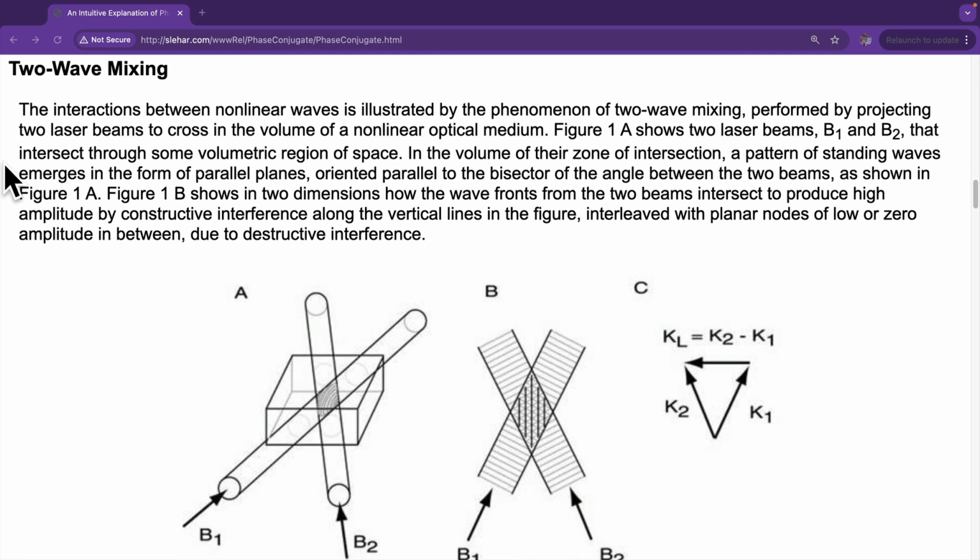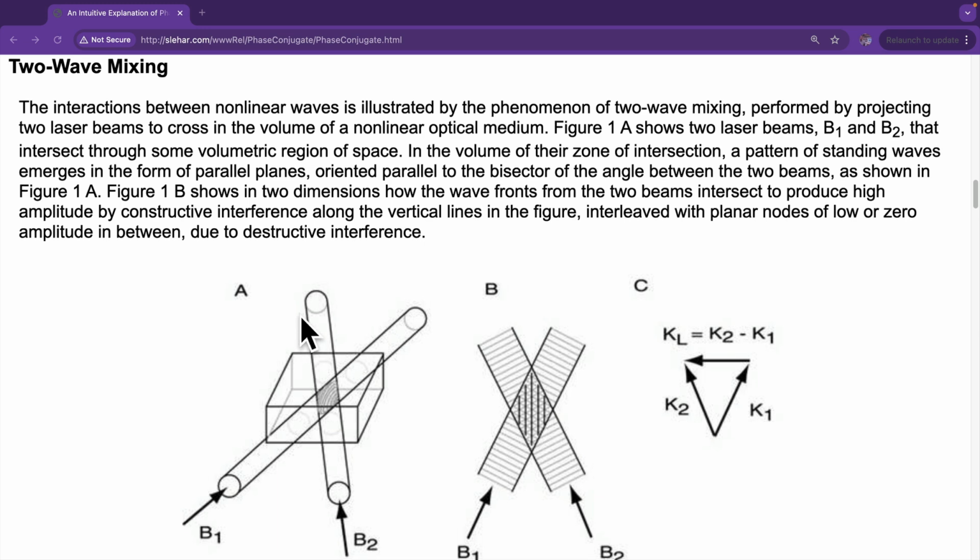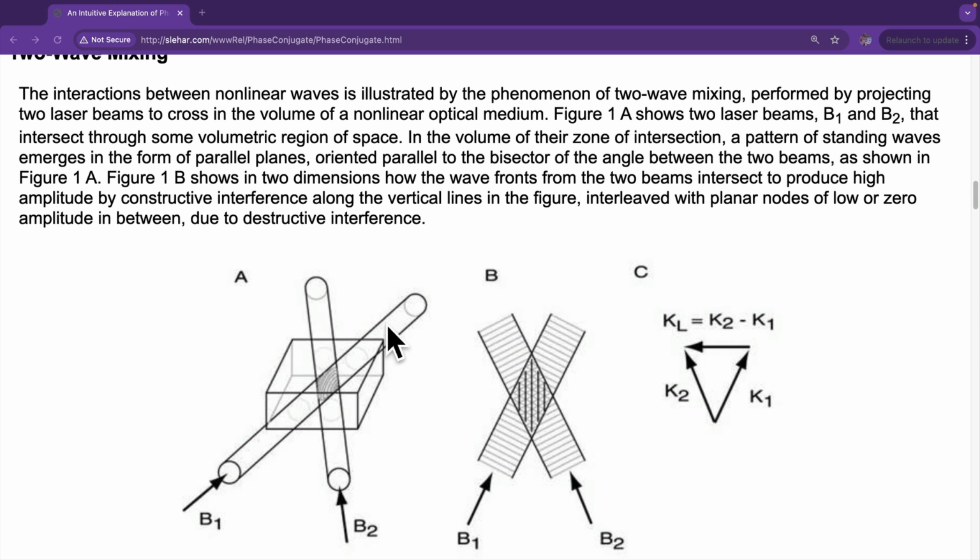The interactions between nonlinear waves is illustrated by the phenomenon of two-wave mixing, performed by projecting two laser beams to cross in the volume of a nonlinear optical medium. Figure 1a shows two laser beams, B1 and B2, that intersect through some volumetric region of space. In the volume of their zone of intersection, a pattern of standing waves emerges in the form of parallel planes oriented parallel to the bisector of the angle between the two beams, as shown in Figure 1b.